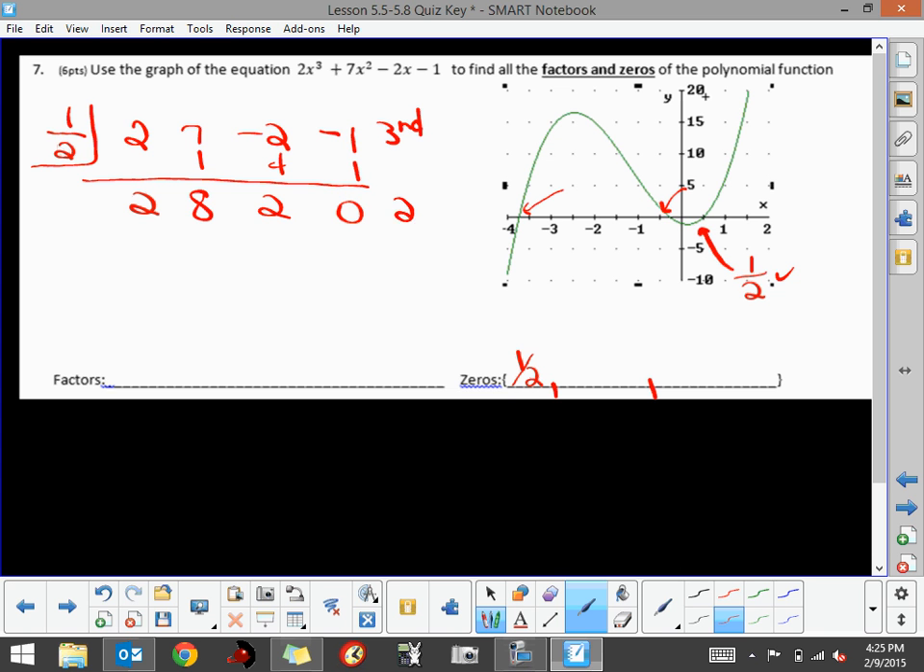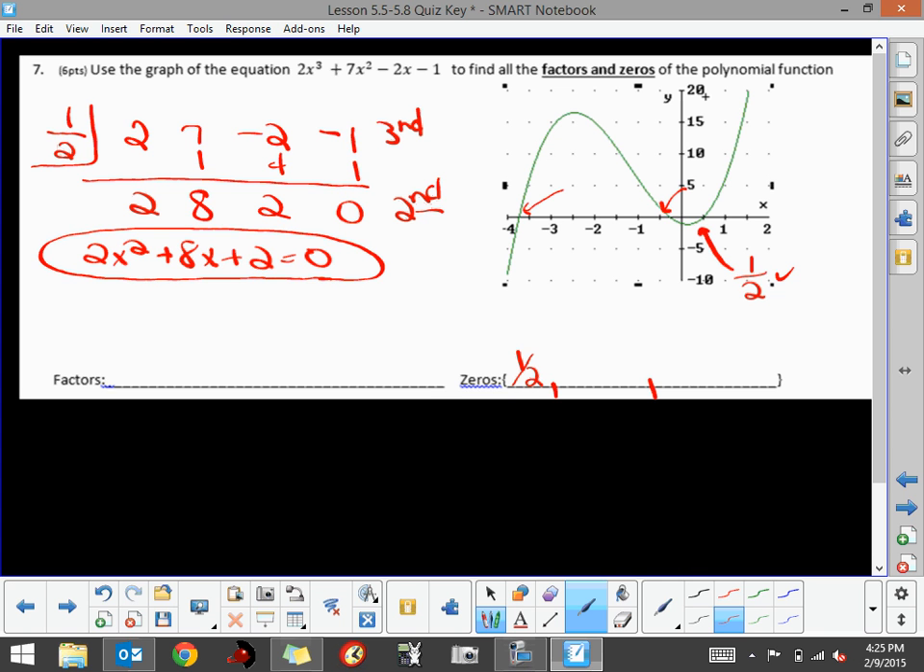So we were at a third degree. We are already down to a second degree, which is our primary goal, because once we have it as a second degree, we can write it as 2x squared plus 8x plus 2 equals 0. Okay, now this is what we're going to solve. We have to find the zeros of the second degree polynomial, or solve it for x. So it's a quadratic equation.